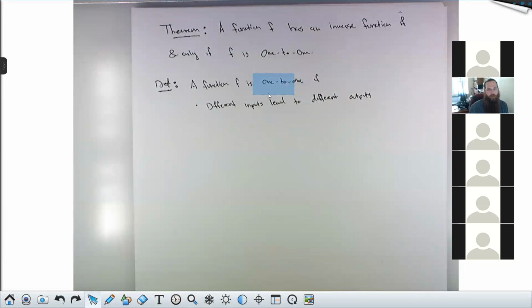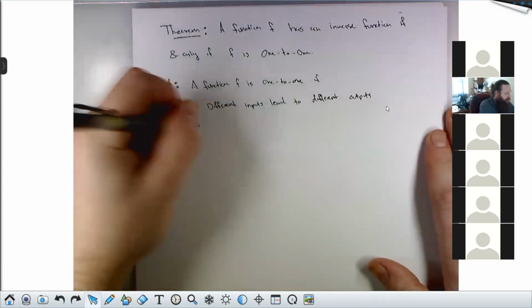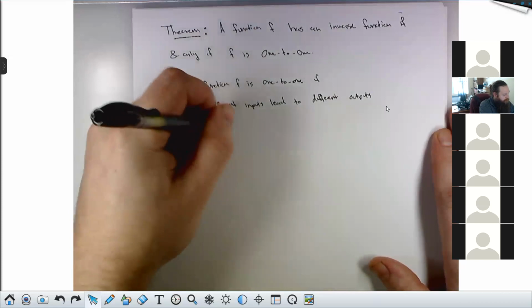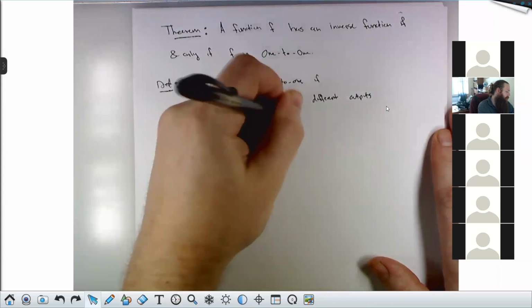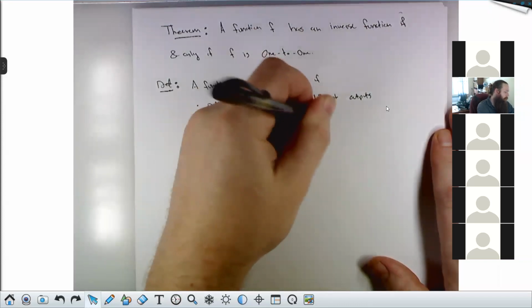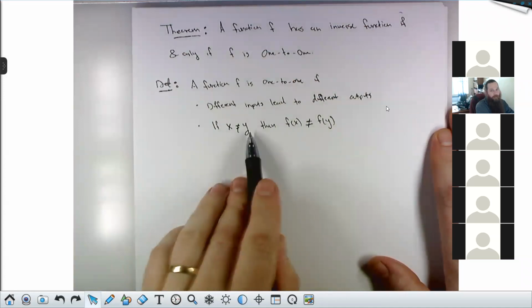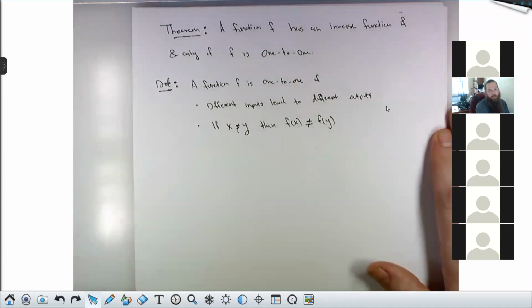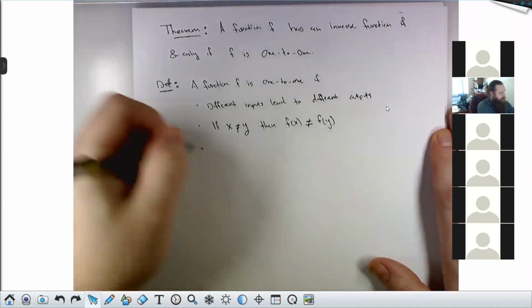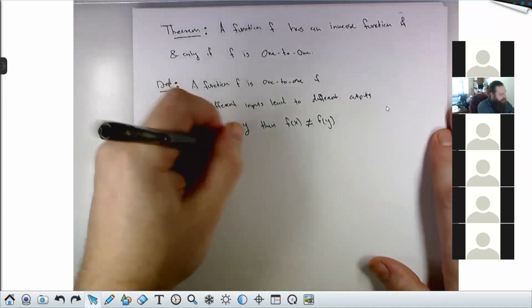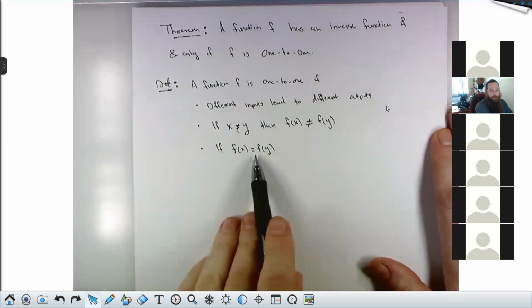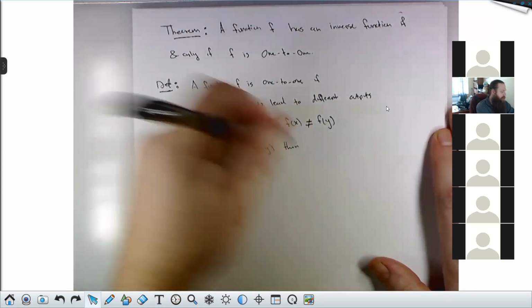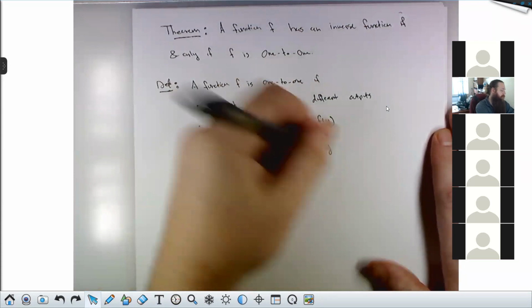So, definition of a one-to-one function. Function f is one-to-one if different inputs lead to different outputs. In terms of the algebra, you would say if x is not equal to y, then f of x must be not equal to f of y, right? If you look at two different inputs, they have to go to two different outputs. The contrapositive of which is: if f of x is equal to f of y, if you have two outputs which are the same, then those inputs actually better be the same. You must actually be looking at the same input.